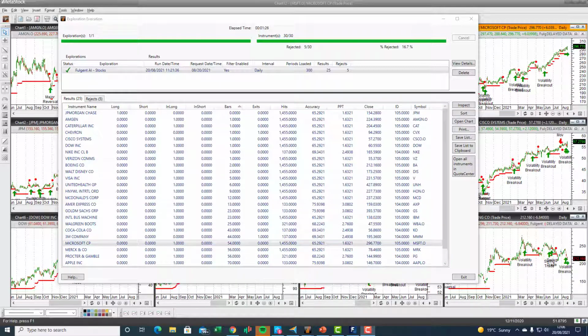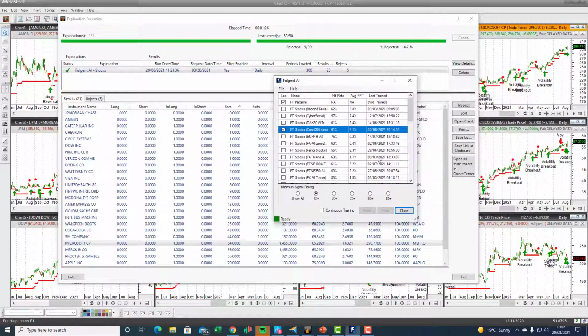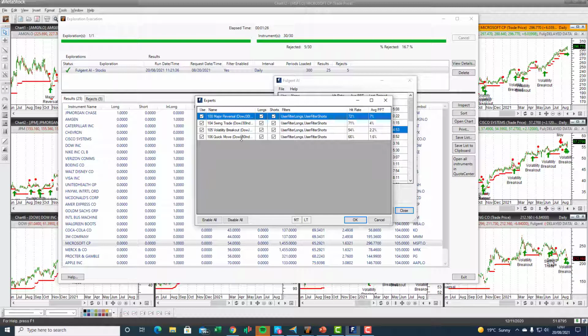And just a quick note, we've actually retrained the AI to look specifically for high probability signals in the Dow Jones 30 Index members. The major market reversals is on average 72% accurate, swing trade 71%, volatility breakout 54% probability of success, and quick 3-day move 66% probability of success. So you can see quite high probability trades. We're only looking for something 55, 65, 60% plus in general. So that's one of the minimum criteria.